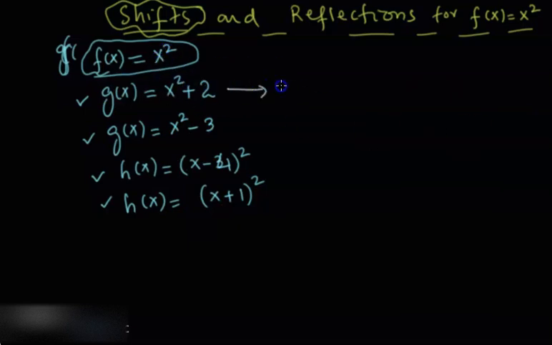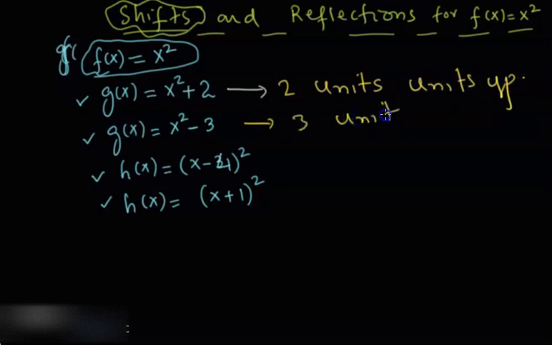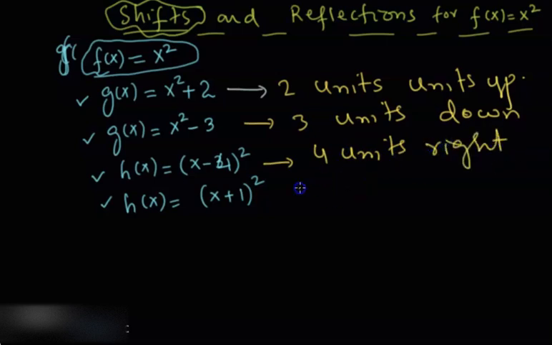We will shift the parent function 2 units vertically up, 3 units vertically down, and 4 units to the right and 1 unit to the left. So let's plot these. We know how to plot the parent function.